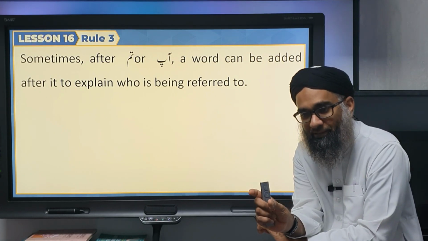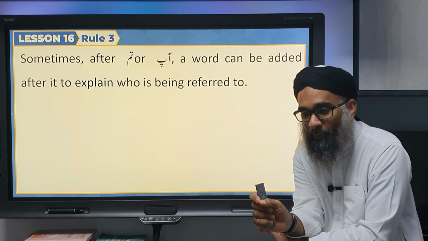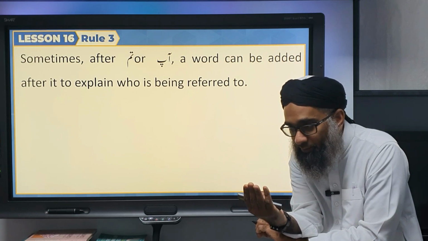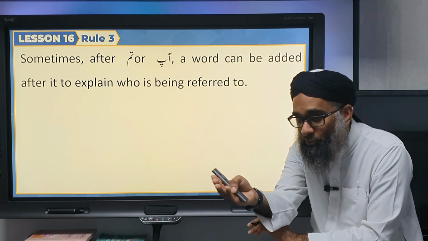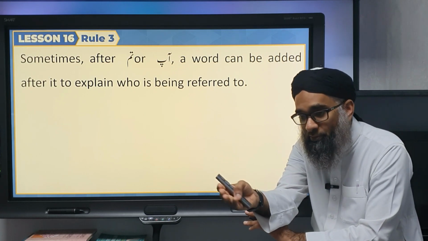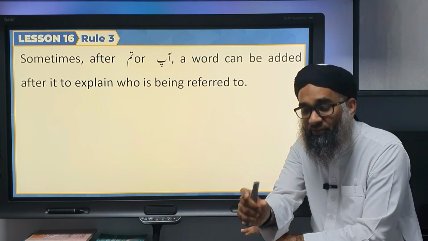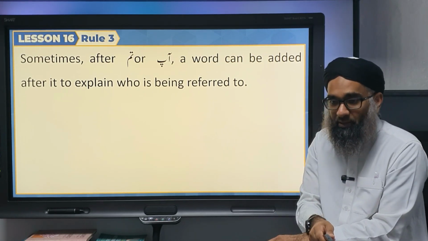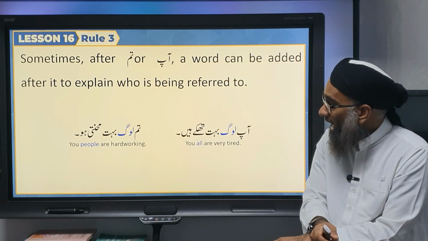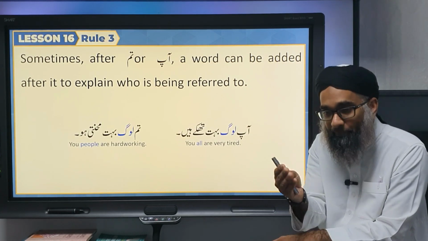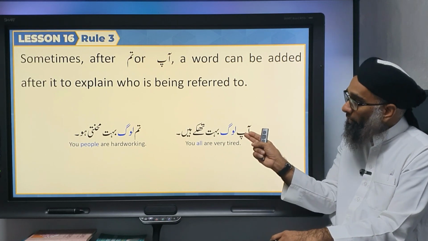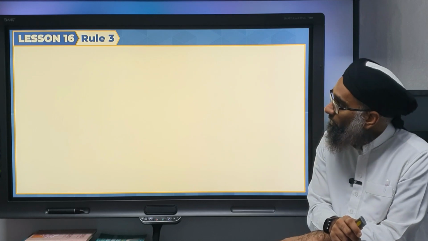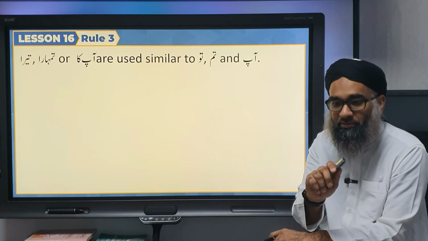Now, if you have a word after tu or tum, you call it ikhtisas in Arabic. Like you mentioned the pronoun, but it's vague. Who are you talking to? So aap, you're talking to me. We're talking to us, you children, you students, you boys, you girls. Who is the aap? So you want to specify it. So you can bring a word to mention it. So aap log, aap bacche. You following? So aap log bahut thake hain. So you people. This log is explaining what is meant by the aap. You following?